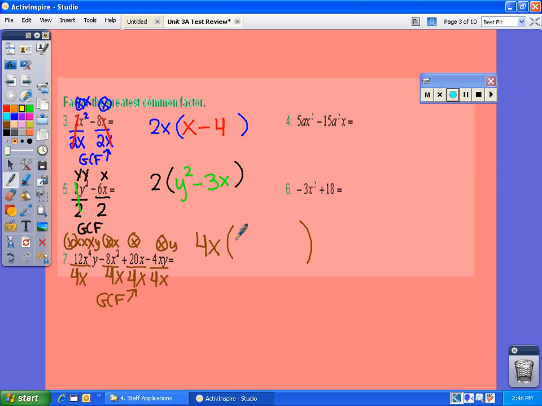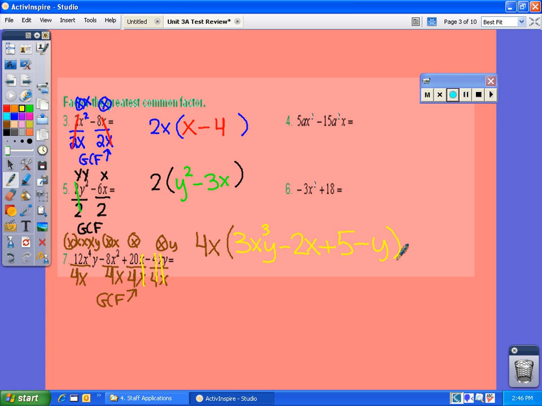12 divided by 4 is 3. 3 x's are left after you take one of your x's away. So that's x to the third. And then the y stays the same. Then the next one, 8 divided by 4 is 2. And since that's minus, it's negative 2. X squared divided by x means that we take one x away and we're left with just x. The next one, the x's can cancel out, and we're left with just simply 5. And then the last one, you cancel out the 4's, cancel out the x's, and you're just left with y. So that's negative y.